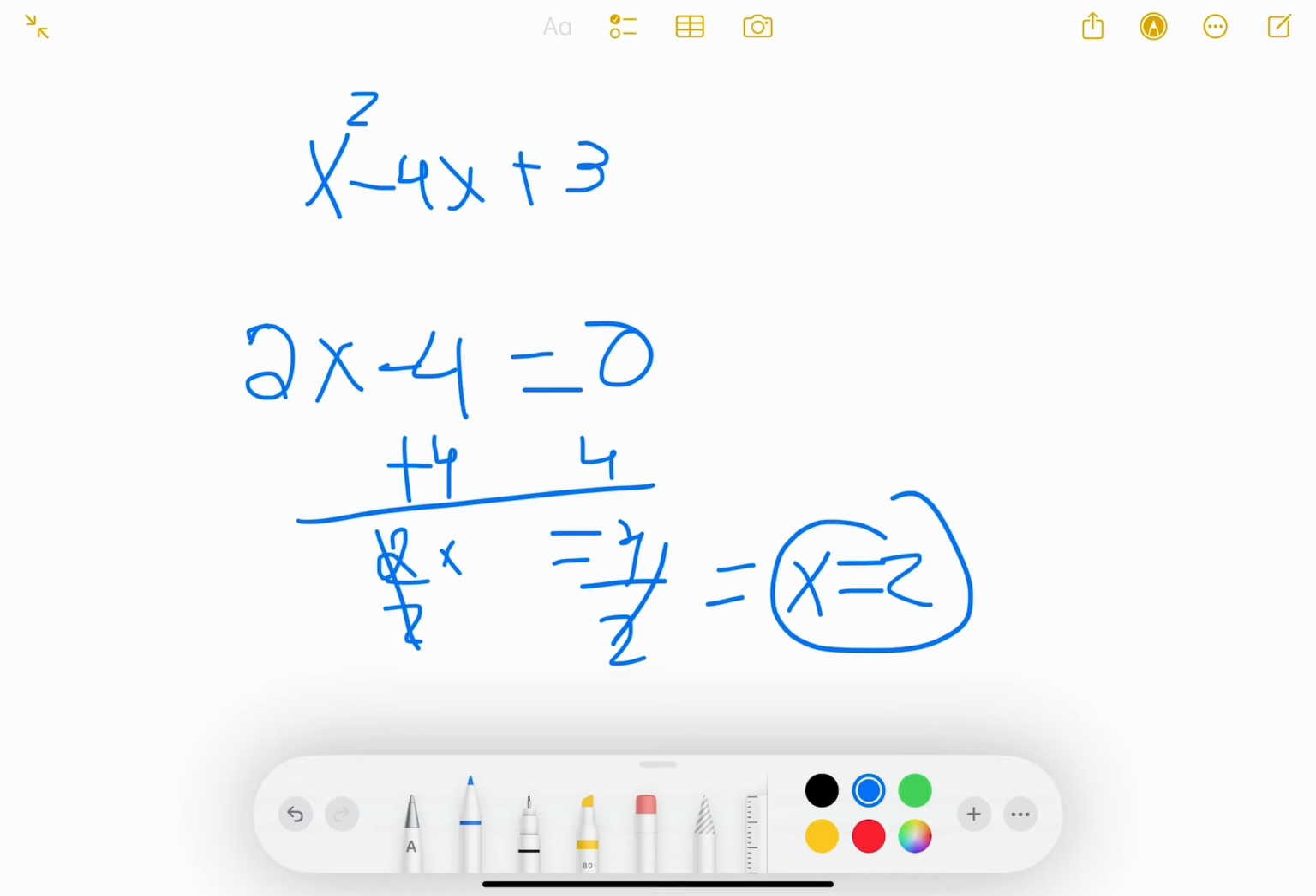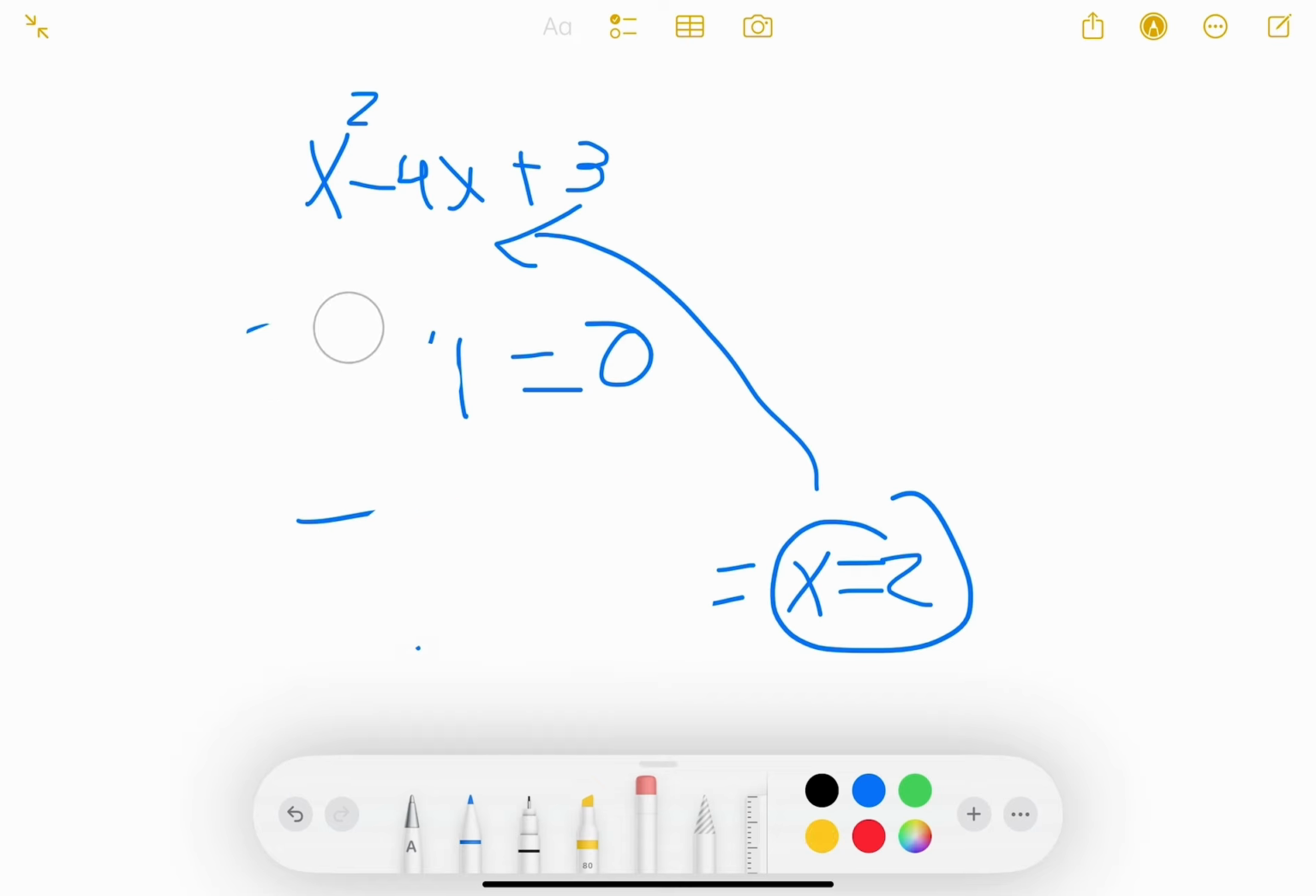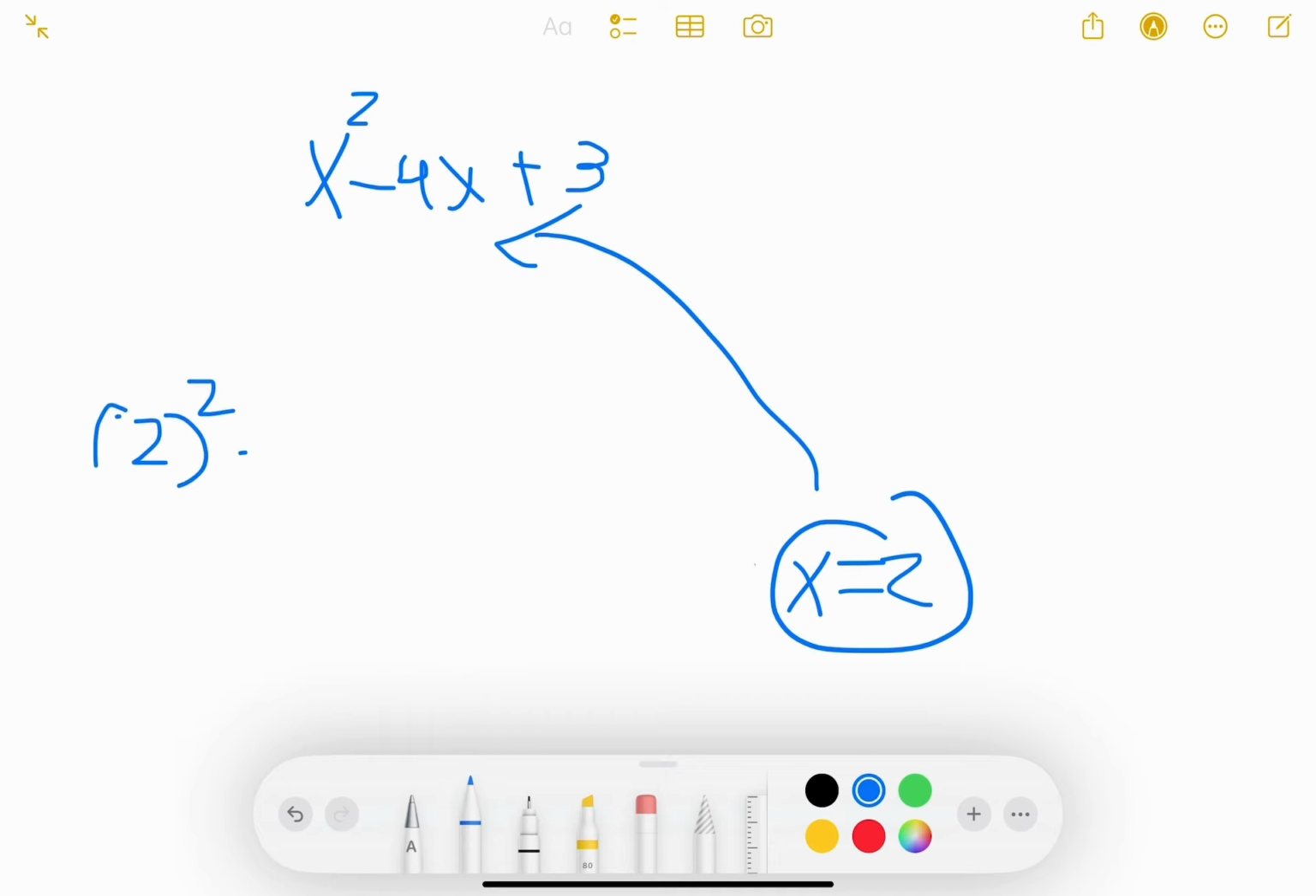We want to plug this back into the original function, which is the function that wasn't differentiated. So we're just going to do 2 squared minus 4 times 2 plus 3, and when we work this all out, it's going to equal negative 1. So the critical point is 2, negative 1.